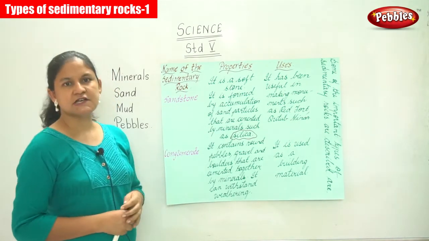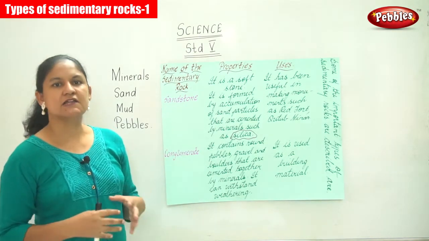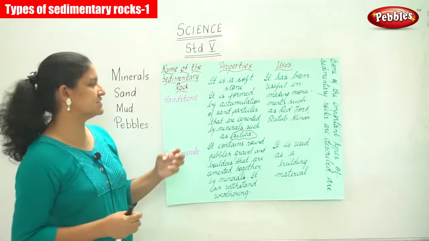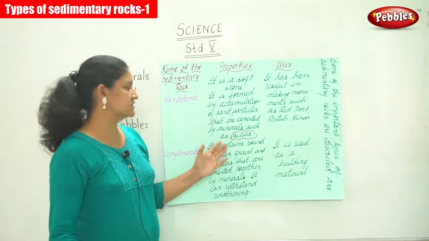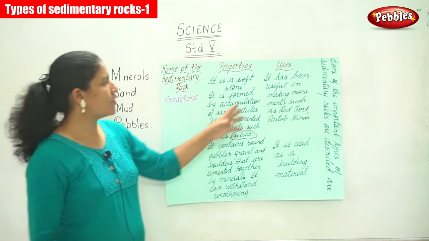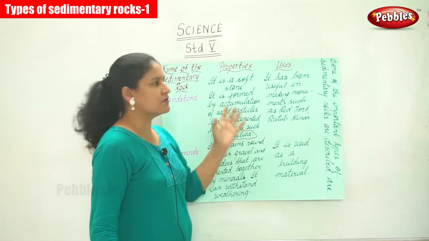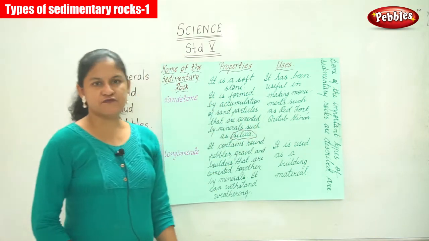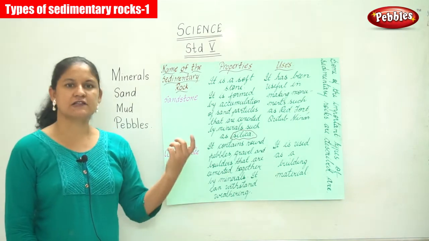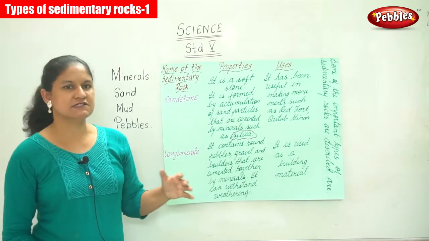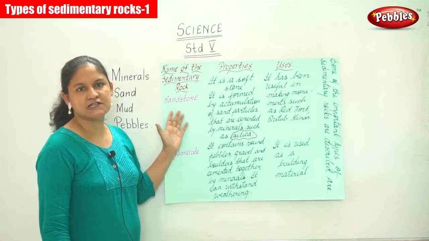Its property is it is a soft stone and it is formed by the accumulation of the sand particles that are cemented by minerals such as your silica. What are the uses of the sandstone? It has been useful in making monuments such as the Red Fort and the Qutb Minar. So if you have a look at the Red Fort and the Qutb Minar, you will know that it is being made with sandstone. So the first important sedimentary rock is sandstone.